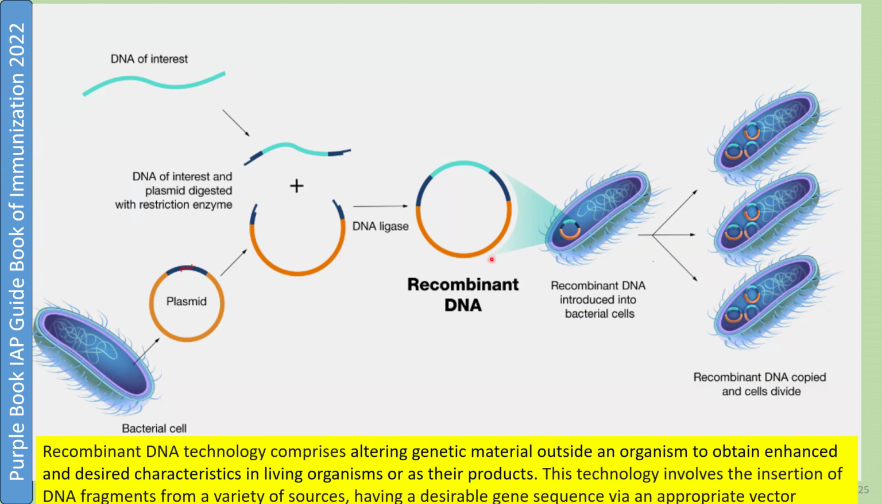This DNA outside the cell, say in a human, the antigens of the human papilloma virus, is now introduced here, and then it is introduced back into the bacteria. Therefore, it will cause copying and cells divide. I don't know whether you should take it as a live vaccine or a killed vaccine, but whatever it is, recombinant DNA is the mechanism.